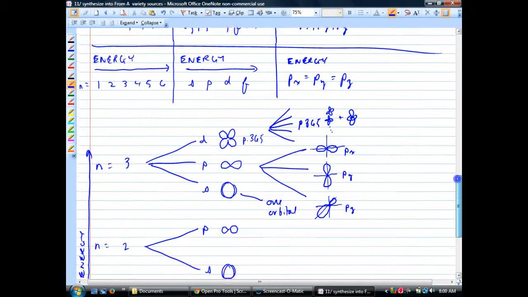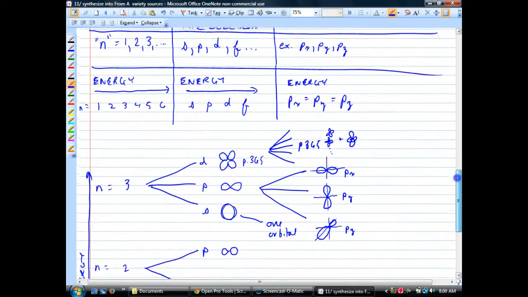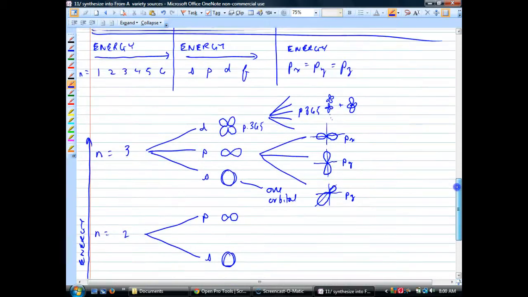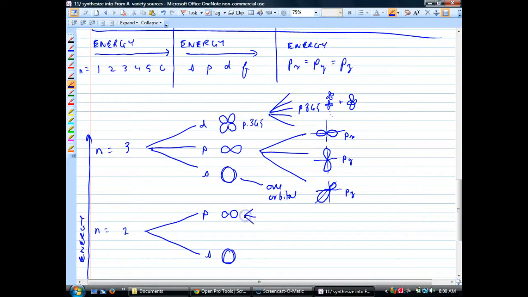So those are orbitals, and the energies are all equivalent. By the way, this one would also have 3 orbitals, the P, and this one would only have 1. Yes? So the orbitals are just like where we think the electron would be? Yes. Yep. So notice they all have the same shape.